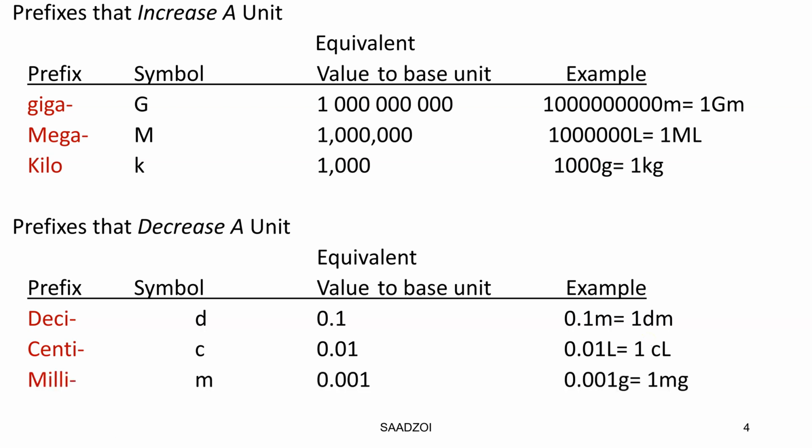We have milli, and 0.001 grams is equal to 1 milligram. So these are all the prefixes you need to know. You need to understand what the symbol is, the capital letters. You need to know what this one is, dcm. These are lowercase, k being lowercase, not uppercase. You need to know what the number value is and the relationship, because that's going to be used for any kind of calculation.